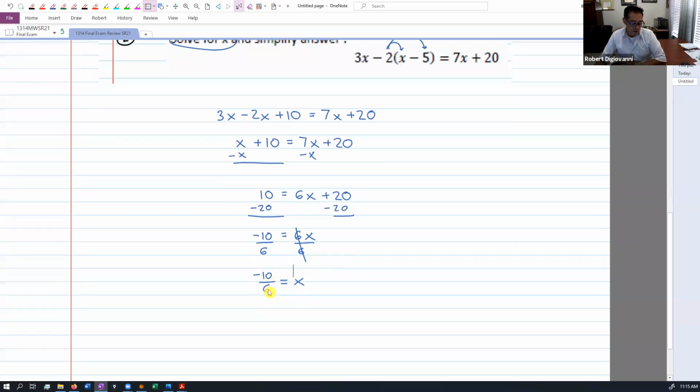And that fraction reduces because 2 goes into both of those. So I get -5 over 3 is x.